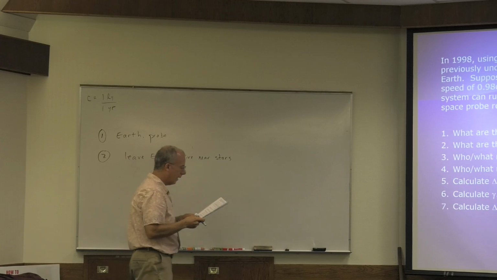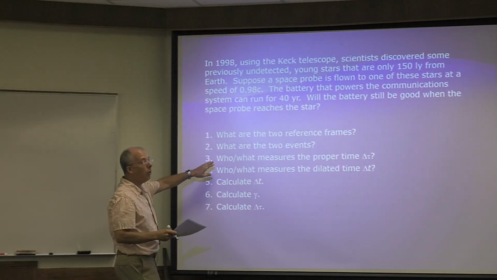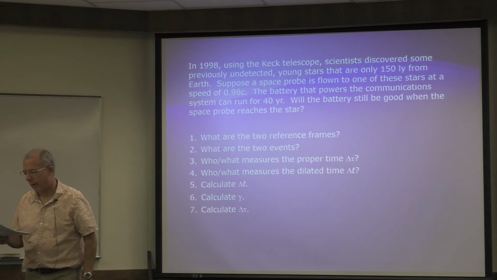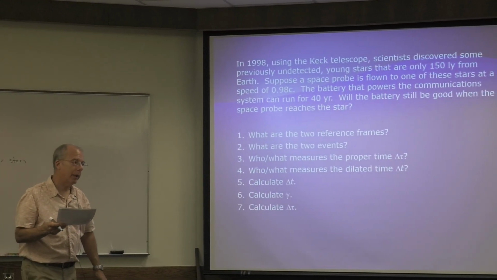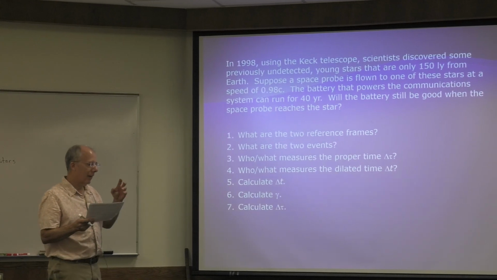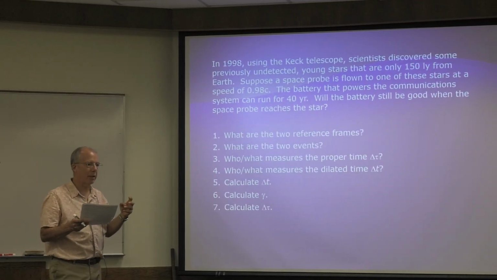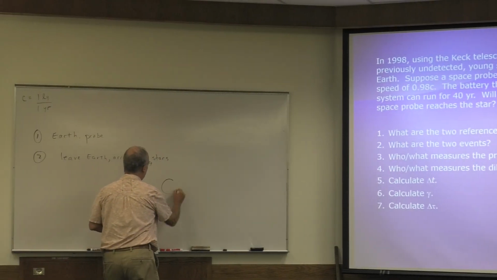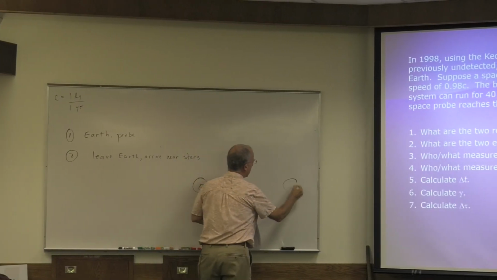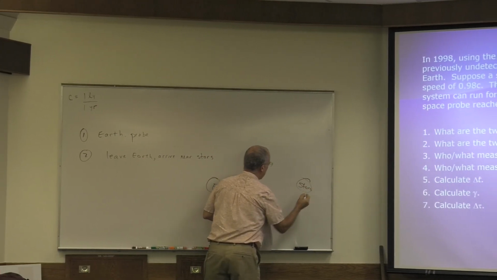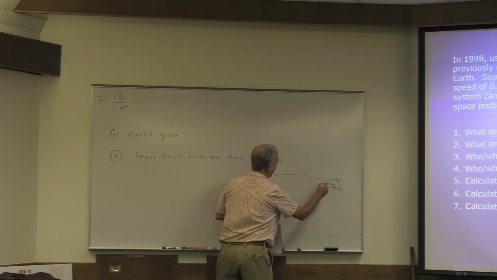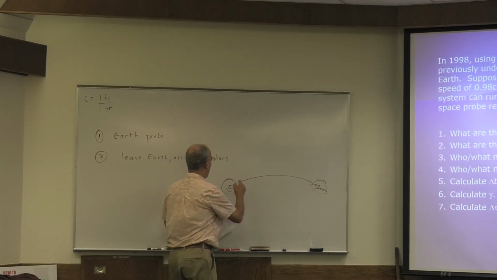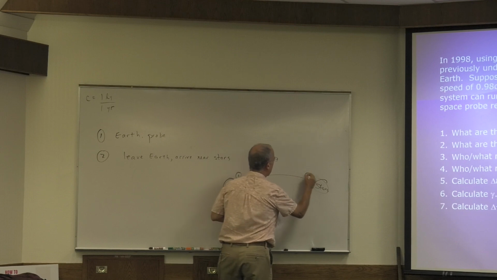Okay, all right? Now, who or what measures the proper time, delta tau? Now remember, the proper time means that reference frame is at the same location at both events. Think about it. Here's the Earth. Here's the star. There's a probe that goes from the Earth to the star. Here's event 1. Here's event 2.